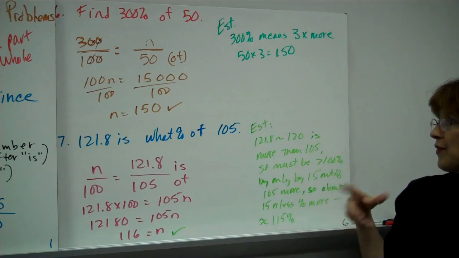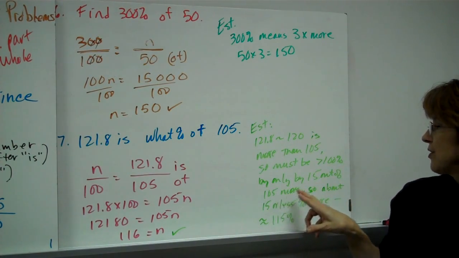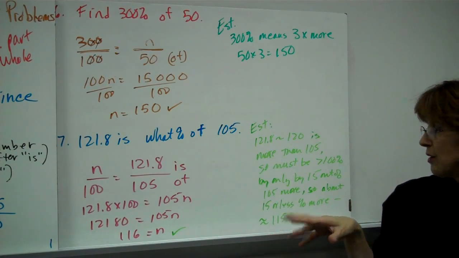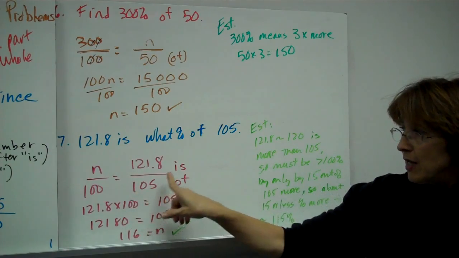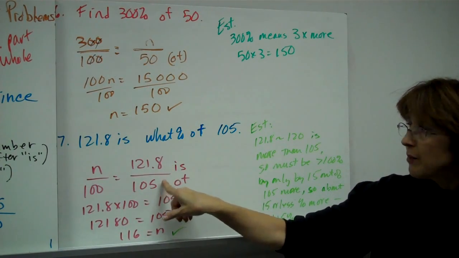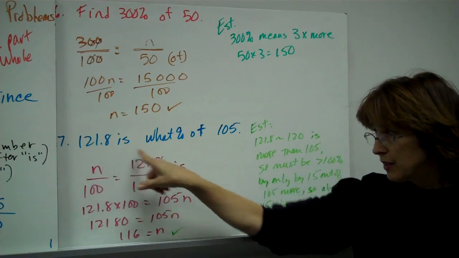And you can follow this through. It's about 15 more than 100%. Or is it? It's only about 15 of 105, so you get a little bit more than 15%. Okay, so you do the cross products. Don't always put the big number on the bottom. Always put the number after the "of" on the bottom. And the other part goes on top.